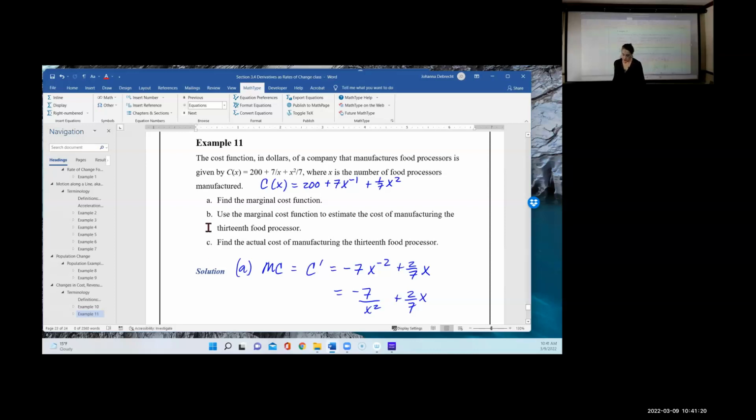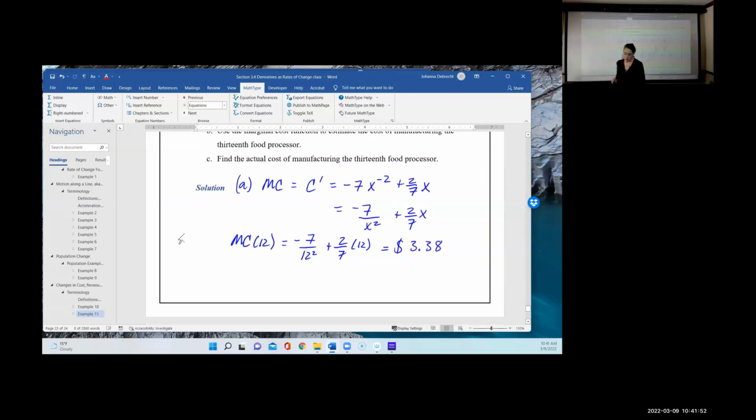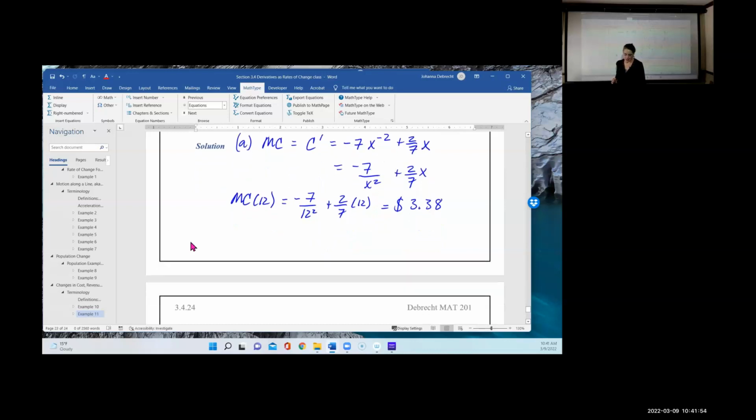These are food processors. So that means I would find the marginal cost of the first 12. That gives me the marginal cost of the next item, which is the 13th. So I would plug in negative 7 over 12 squared plus 2/7 times 12. And when you do the arithmetic, you come up with about $3.38. All right, the marginal cost. So this must be like a manual food processor, because food processors are a lot more expensive than that. And then it asks, what is the actual cost of the 13th one?